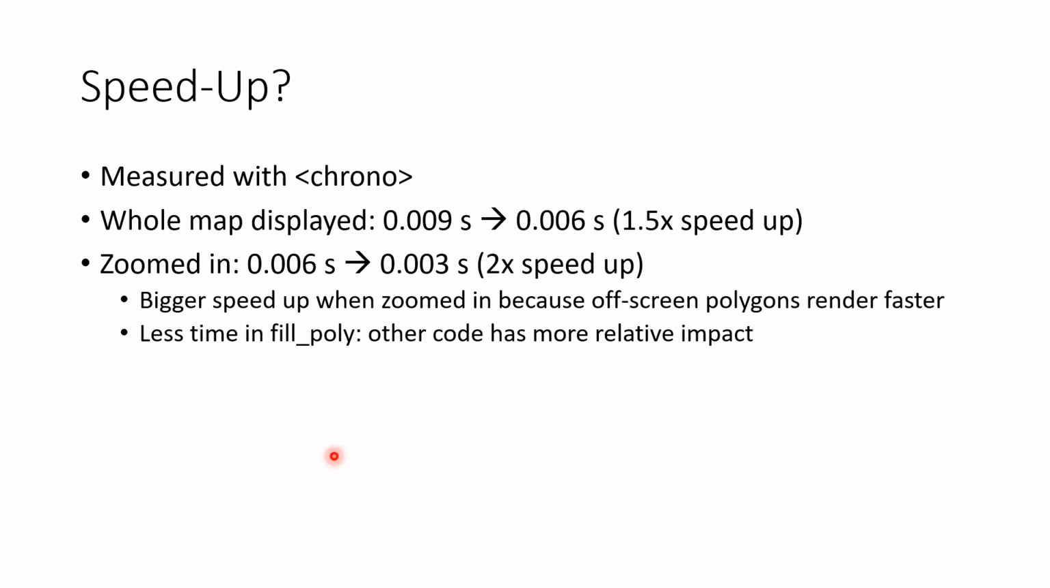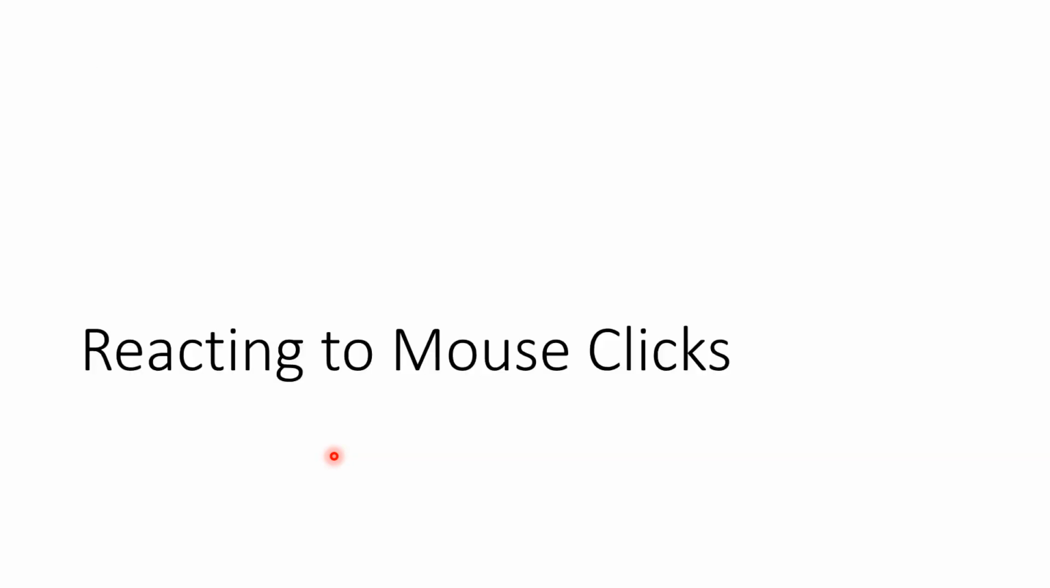Everything's clear until this point. After this, let's add an interaction. So now I want to modify our map with intersections so that when we click on one intersection, we will highlight it by drawing it in red.